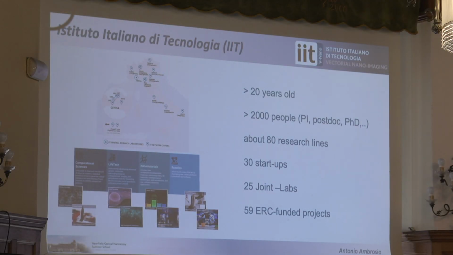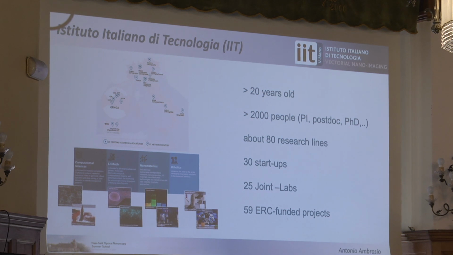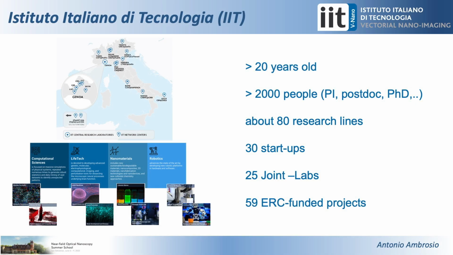These are a few features. It's a small institute overall: 2,000 people across Italy, about 80 research lines. But we have good features, like 30 startups already, and 25 joint labs that are funded by companies and the institute, like Leonardo Aeronautics or Bracco Pharmaceutical. These are the kind of labs that are joint labs. And also a good track record of grants from the European Commission. We have 59 ERC grants among these.